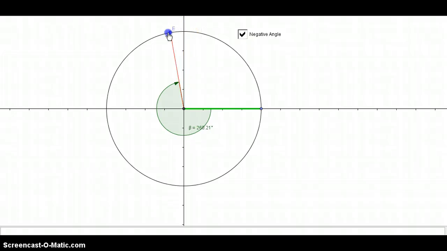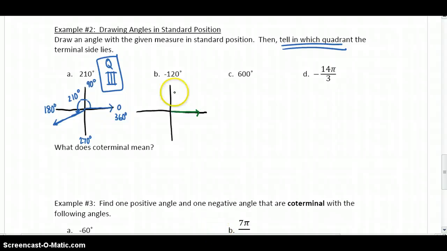Alright, so every angle that we have in positive form, for example, 270 degrees, we can also think of it in negative form as negative 90 degrees. So in these problems, when you're dealing with a negative angle, labeling it the way we did in letter A isn't going to help you. We want to label it with negative angles.